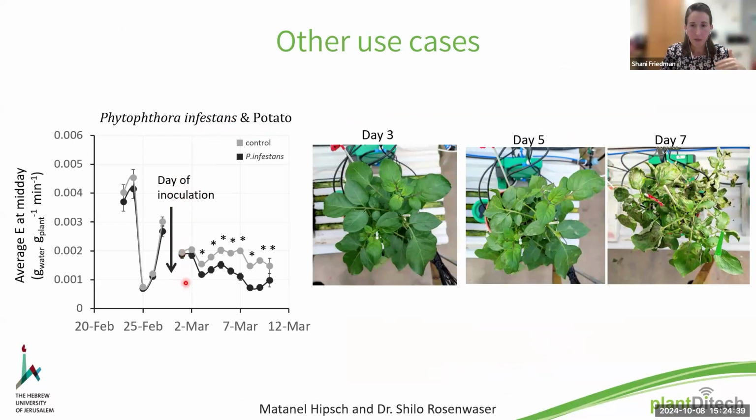Using the PlantArray system, we followed E. E is the transpiration normalized to the plant weight. So 3 days after the inoculation, you can see here was the inoculation, 1 to 3 days after inoculation, there is a significant difference in E between the control in gray and the inoculated plants in black. In the picture that Matanel took, you can see the disease is not yet showing in day 3, only later.